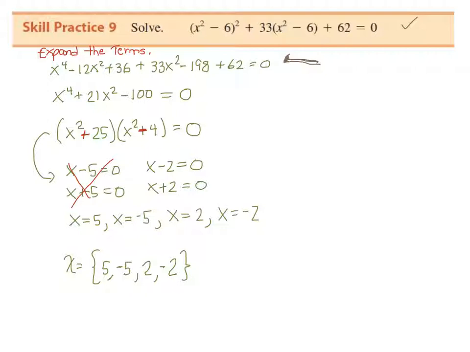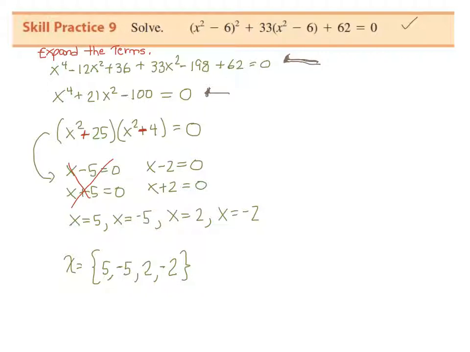And then, of course, when we combine like terms, we get x to the fourth plus 21x squared minus 100 is equal to 0. Now here we could have done something differently.